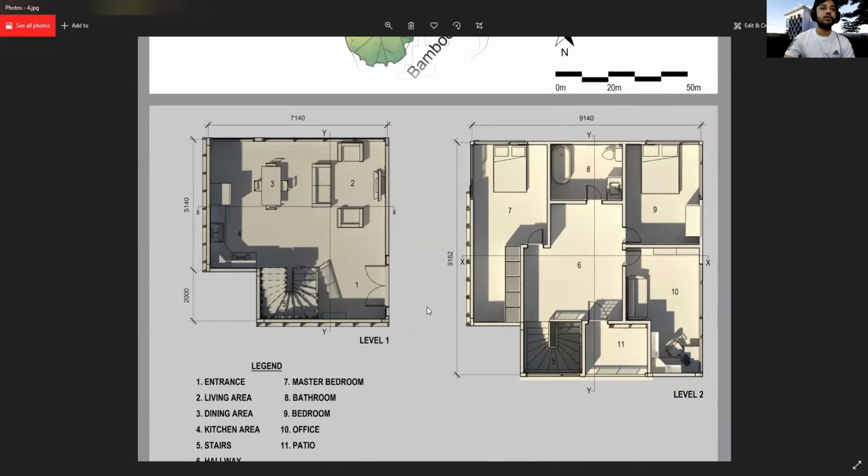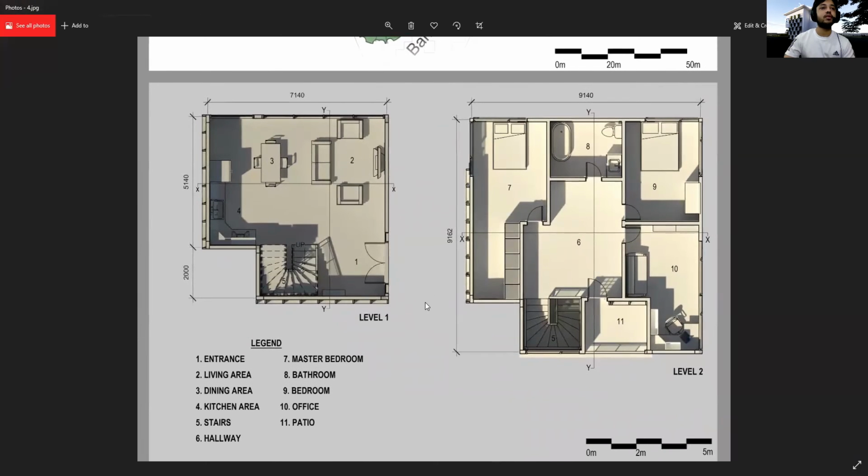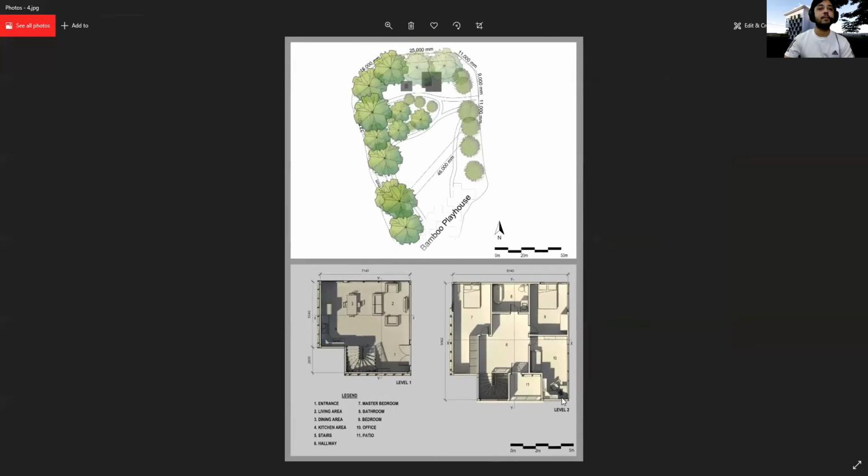And now these are the floor plans for the actual building. As you can see in level 1, there are no partition walls within the space. This helps to create an open space which looks much bigger than it actually is. And in level 2, the hallway and the patio are considered to be semi-private spaces. The other spaces are all private spaces only for the users to use. So this is the master bedroom, this is the bedroom, and this is the office.